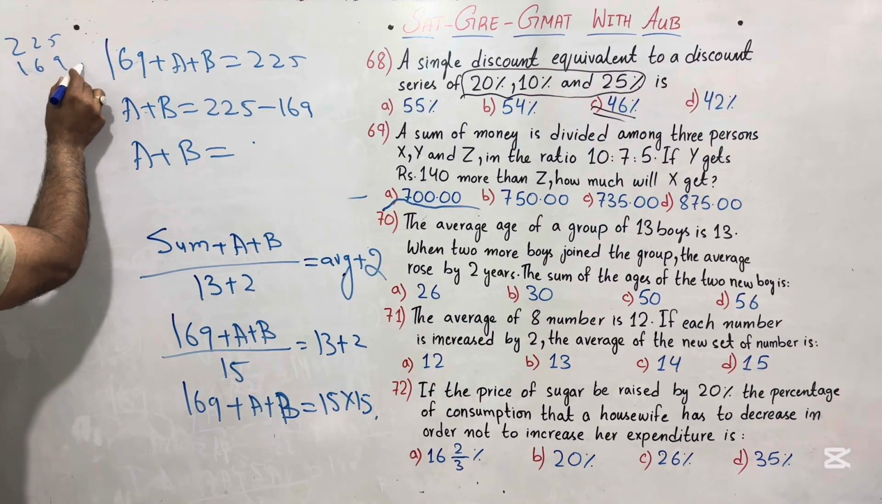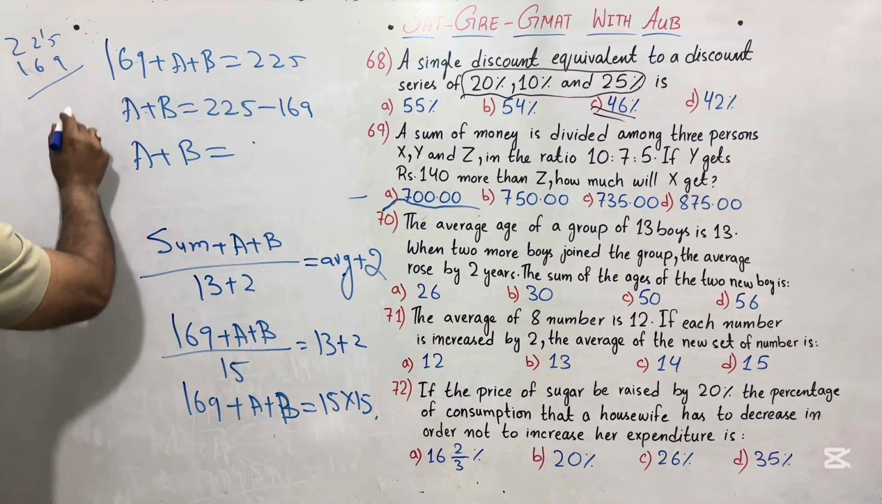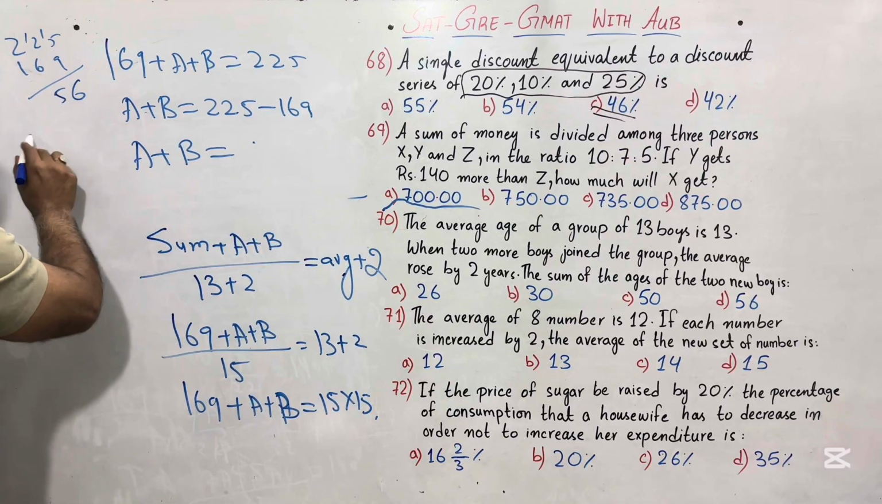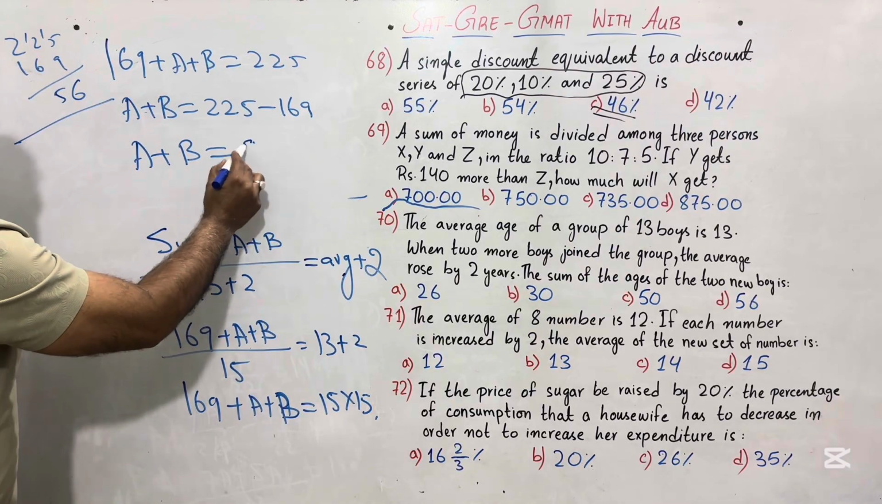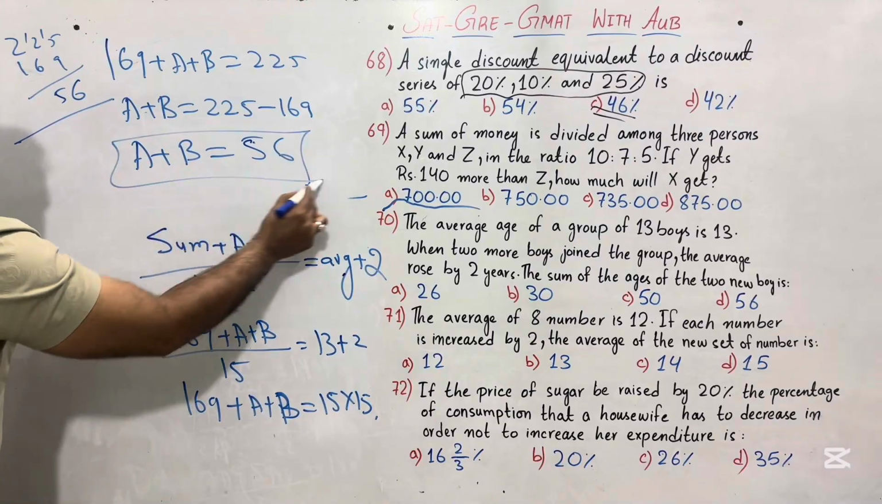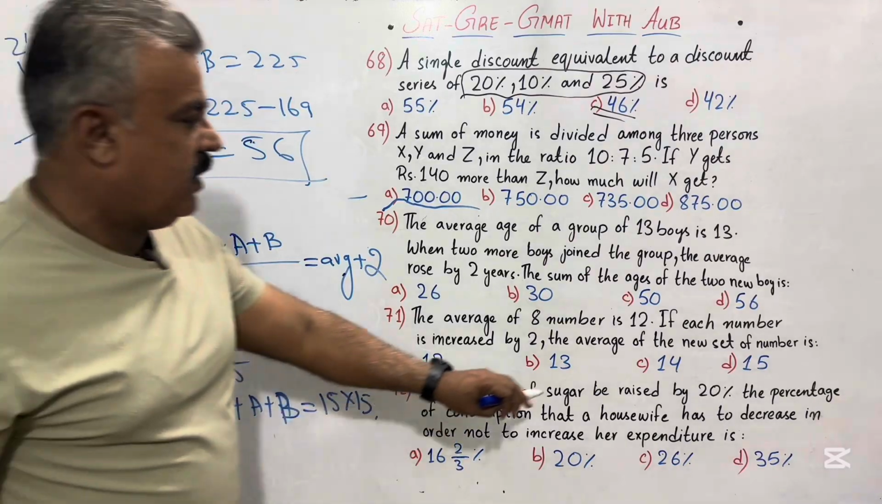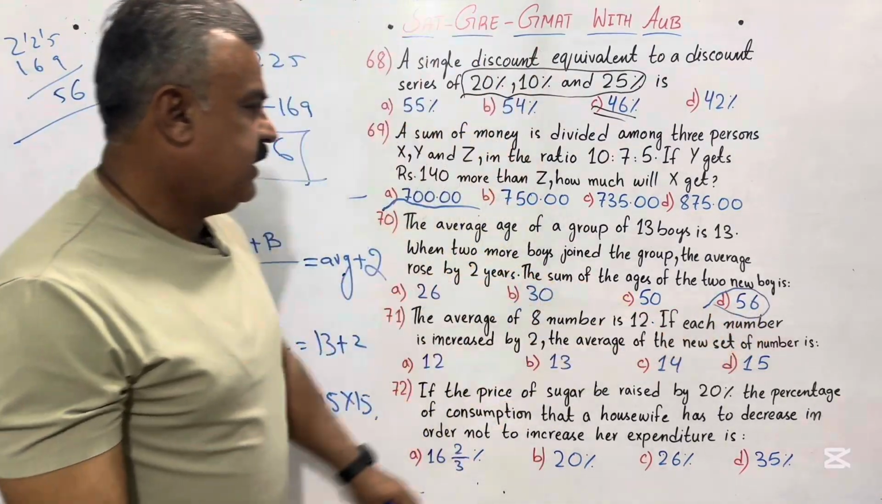Working through the subtraction, it will become 6 and carry over, giving 56. So the sum of the ages of the new two boys is 56. Simple question.